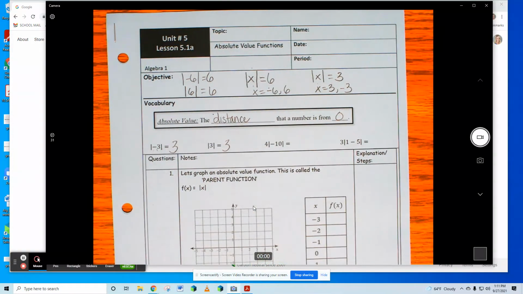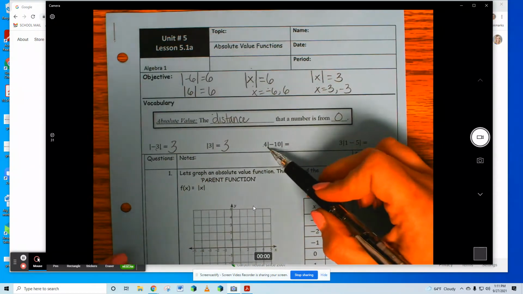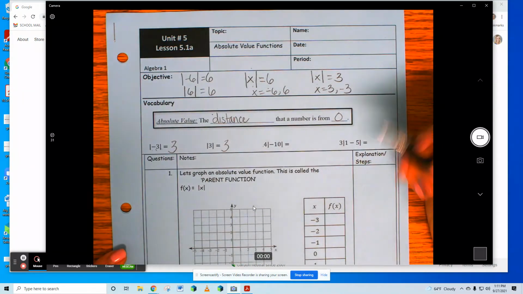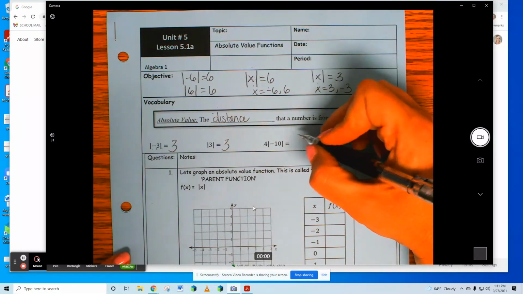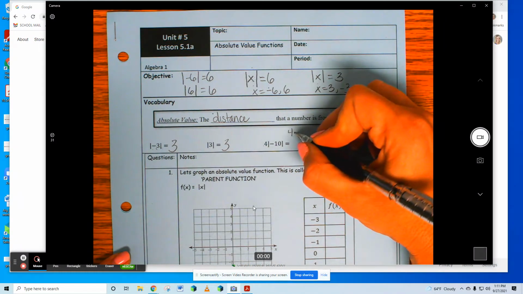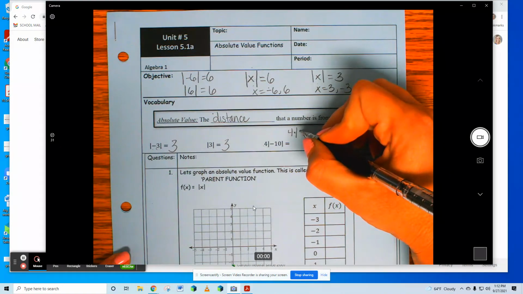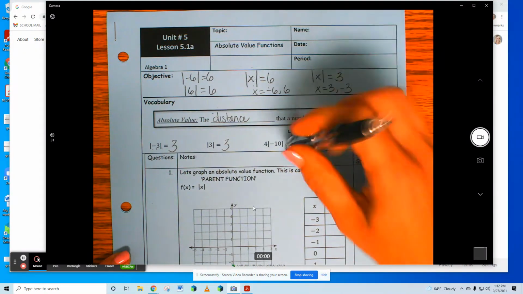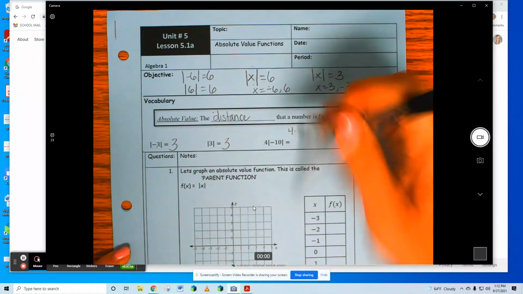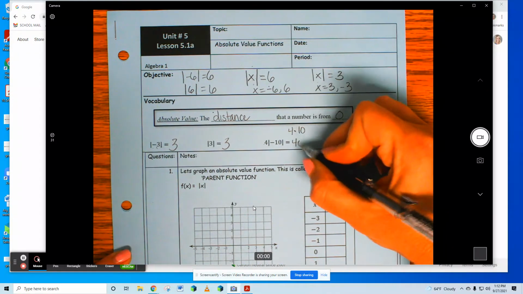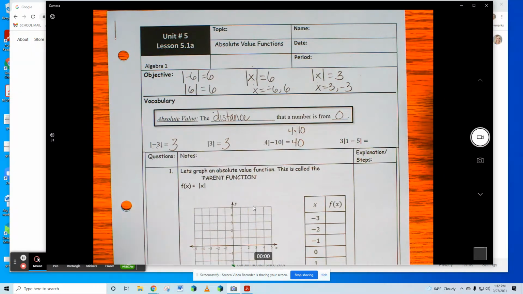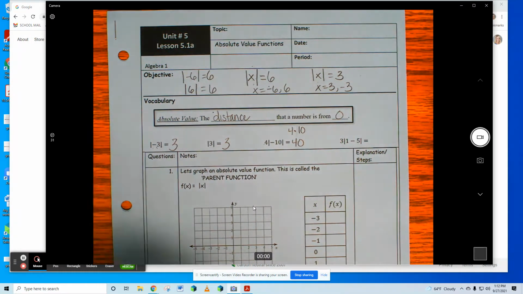This is kind of tricky. 4 times the absolute value of negative 10. Yes, it is 40. It's not a race. Just remember that, please. The absolute value of negative 10 is just 10. So I can just say 4 times 10, and you all said 40, which was correct. Do the absolute value math first.